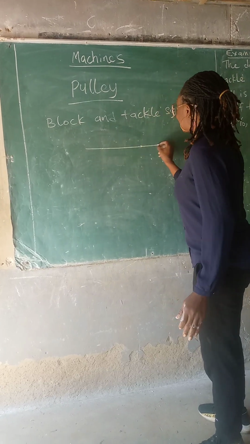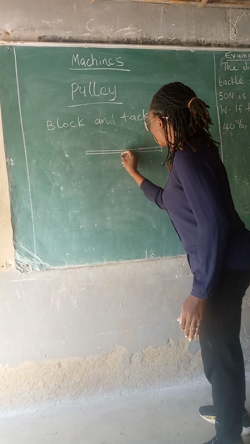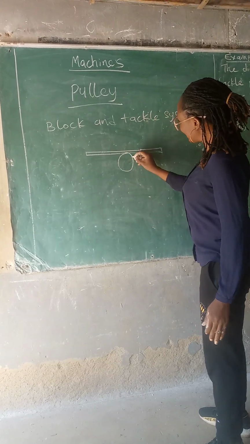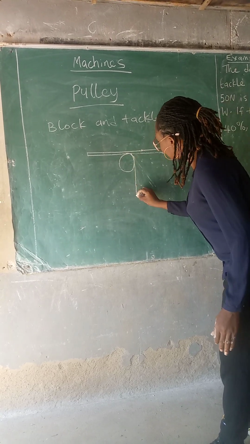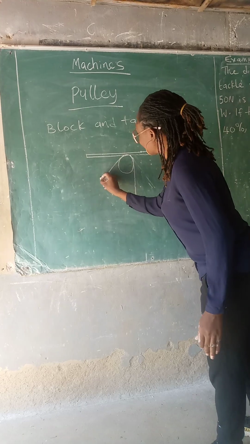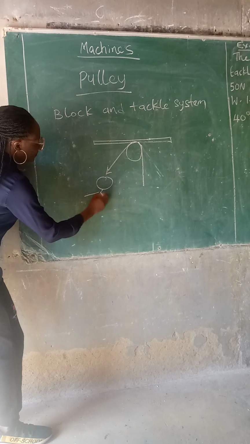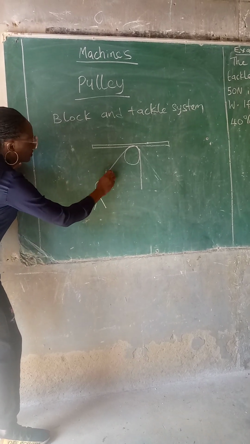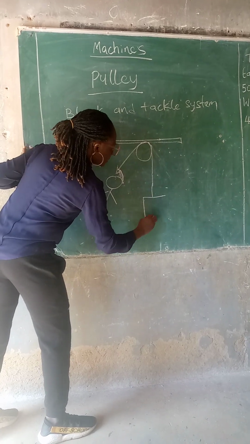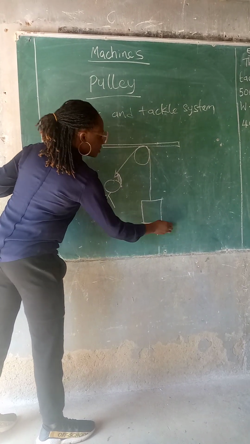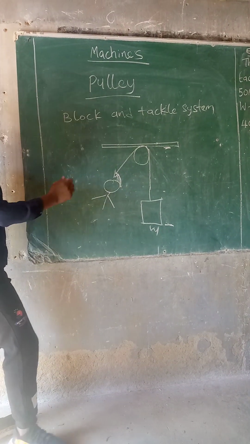Simply, like I said before, it consists of a wheel. Let's say this is a wheel, and then rope. Let's say this is the rope, and here it's you. You are here, using your hand, trying your best to pull a weight from this position to this position. You are drawing it. This is how a pulley is.